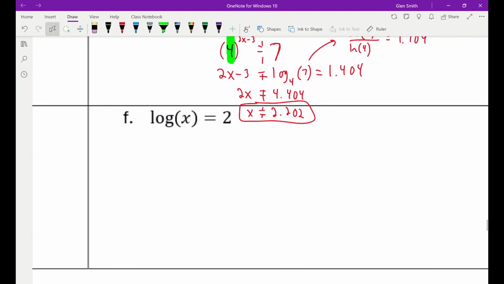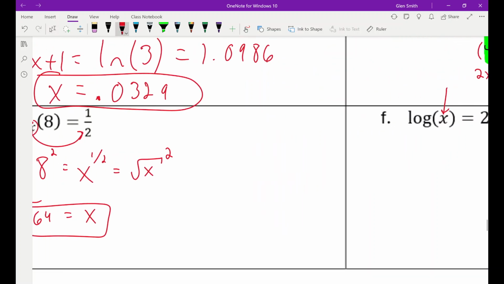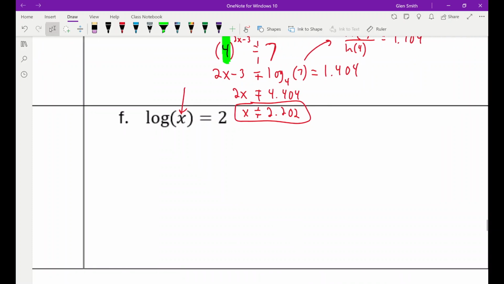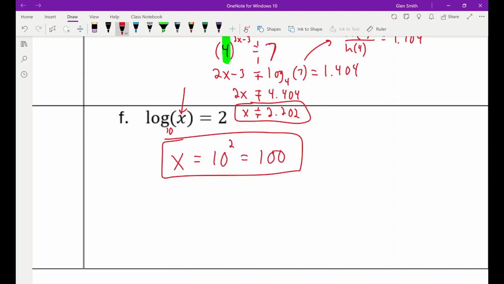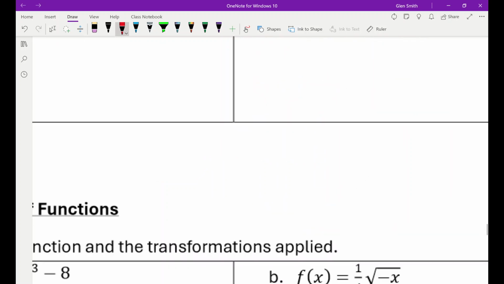And for f, same thing. We have a log with x on the inside now instead of being the base like it was back there in e. But I'm still going to rewrite that exponentially. And if you don't see a number down here, remember, there's really a 10. So every other log has to have a number down here. It has to have a base. But if it just says log and there's no number, it's base 10. So this becomes x equals 10 to the second power. And x equals 10 to the second is the same thing as 100. So that's our answer for that one.